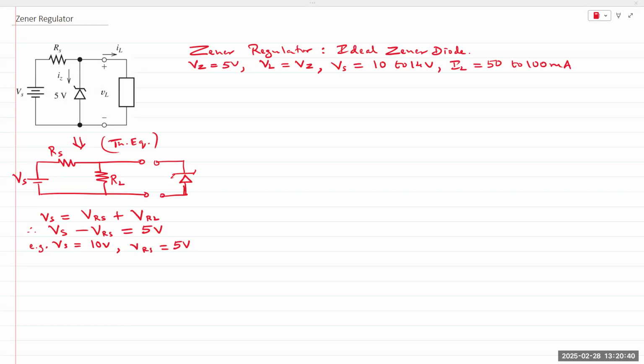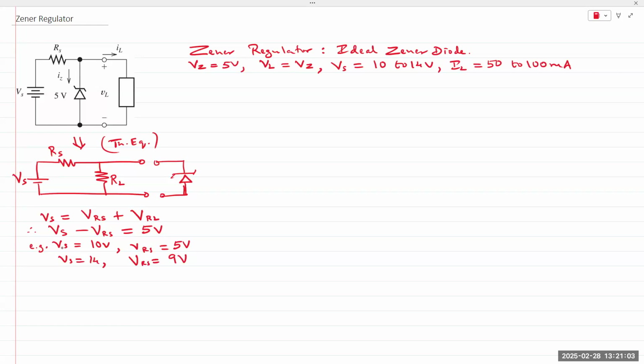Anyway, does this make sense? Your RS cannot drop a voltage more than 5 volts. Okay. If your VS is 14 volts, then yes, your VRS can exceed 5 volts and can drop up to 9 volts. Okay. So what's the most extreme case?